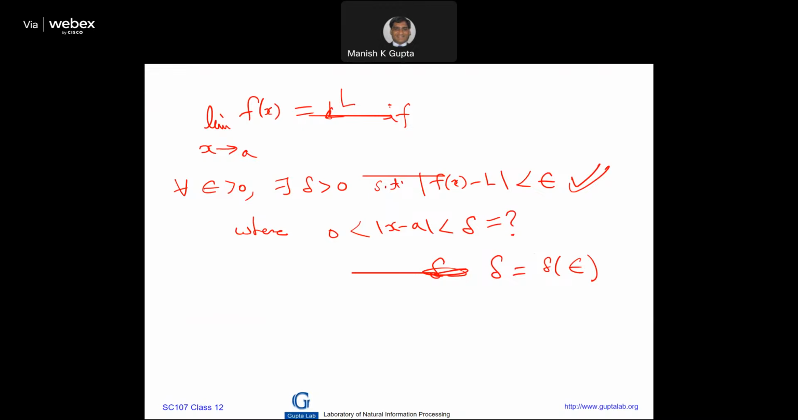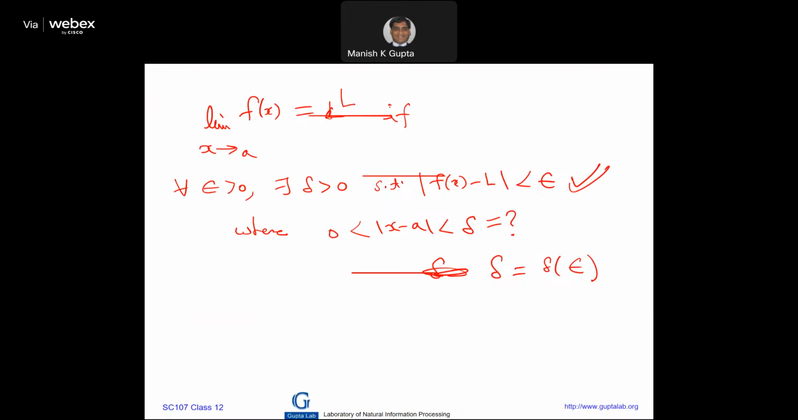See the difference? Here, for every epsilon positive, there is a delta positive such that mod of f of x minus L is less than epsilon whenever 0 is less than mod of x minus a is less than delta. Why 0? Because the function may not be defined at a, so we need to avoid it, when we are approaching the point a, either from the left hand side or the right hand side. So that is a key thing. Any question here?